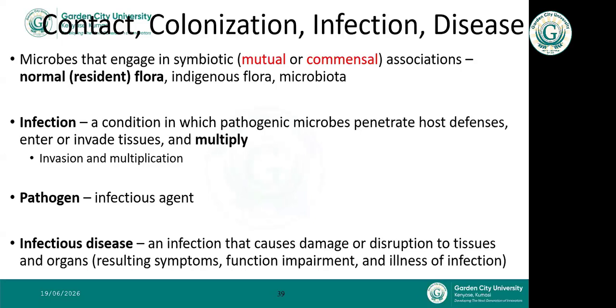Some of them also help to prevent other organisms from colonizing those sites. So in the mouth, you can have several microorganisms that will prevent other organisms from colonizing the sites. Some of them will produce chemicals that are toxic to other microorganisms. So these normal flora are usually helpful. So they engage in mutual interaction with us.